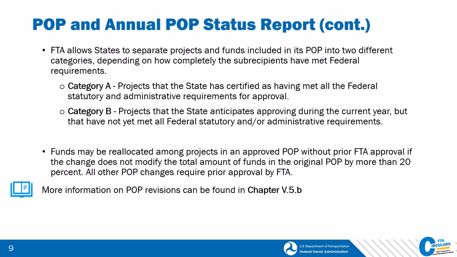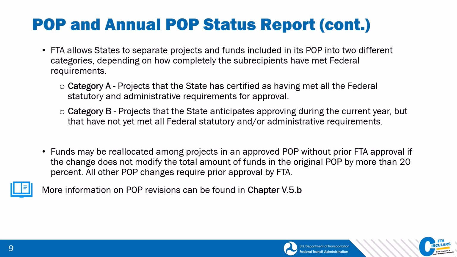FTA also recognizes that all subrecipients identified in the POP may not yet be in compliance with all applicable federal requirements. Therefore, to expedite award, FTA allows states to separate projects and funds included in its POP into two different categories, depending on how completely the subrecipients have met federal requirements. Projects in Category A include those projects that the state has certified as having met all federal statutory and administrative requirements for approval applicable to both the project activities and the subrecipient that will carry out those activities.